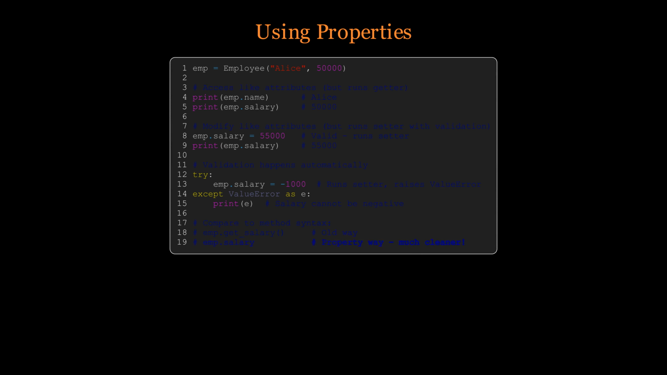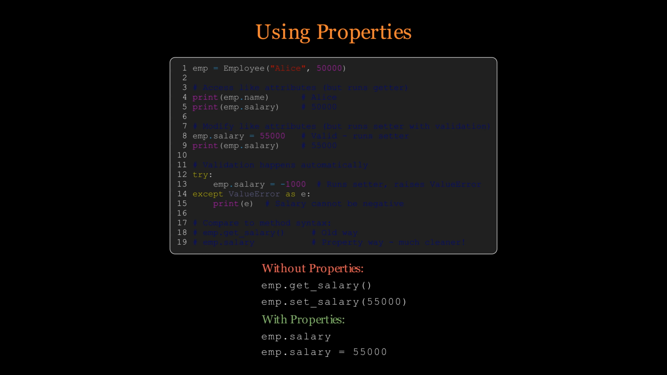Properties provide attribute-like syntax while running methods behind the scenes. This is elegant and Pythonic. With properties, you access emp.salary like a normal attribute. But it runs the getter method. You assign emp.salary equals 55,000 like a normal attribute. But it runs the setter with validation. Invalid values are caught automatically.